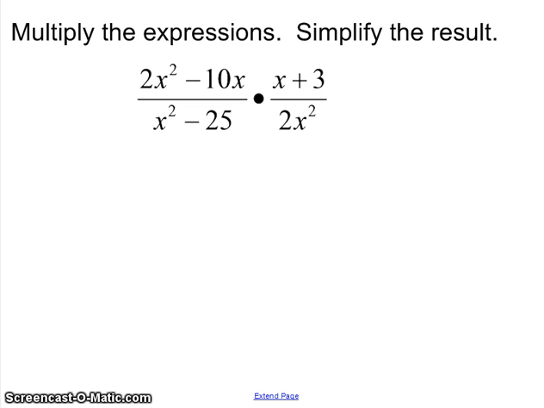Okay, here's my second problem we're going to try. And again, I always encourage you on some problems that you've already seen, give it a try by yourself, pause the video, and then check your work with mine.